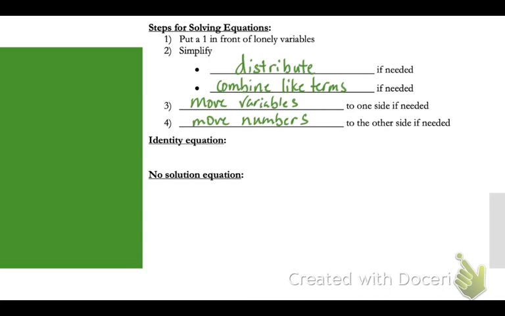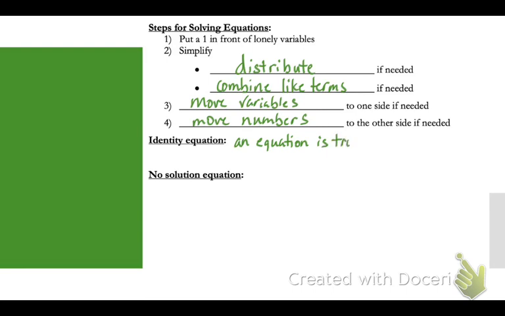Now, a couple more definitions that we want to get down. Sometimes when you're solving, you will get an equation where all the variables will subtract out for you, and you'll have a statement like a number equals that same number. This is an identity equation. That means any value that you plug in for x will make the equation true. So here's the definition of an identity equation.